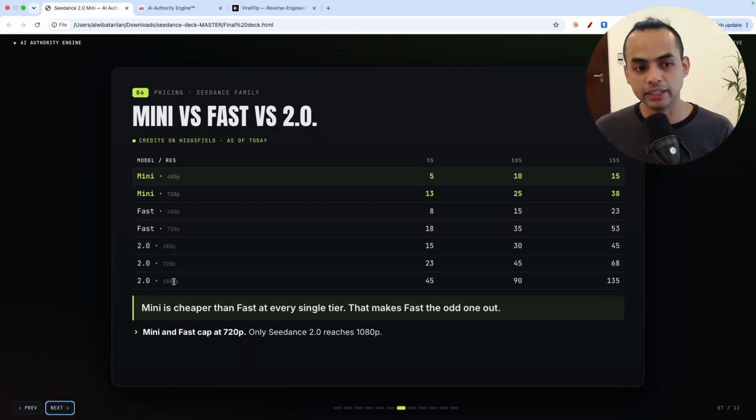Now, if we compare it against, let's just say 480p and 2.0, you can see it is 3 times more expensive. From 5, it became 15. From 10, it became 30. 15 became 45, okay? So you can already see, guys, there is a significant difference.